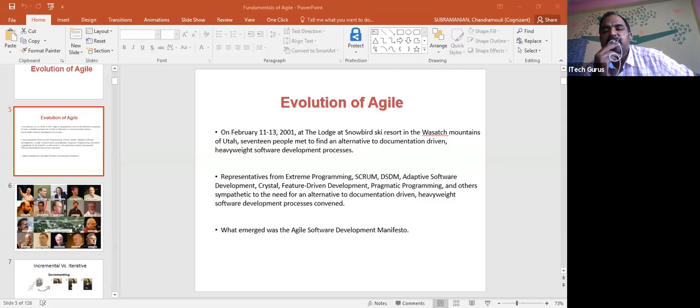Yes, it is very famous, and there is something called SAFe nowadays. It's getting very famous, right? And Kanban. Kanban is also another agile methodology. Like that, there are a lot of agile methodologies.